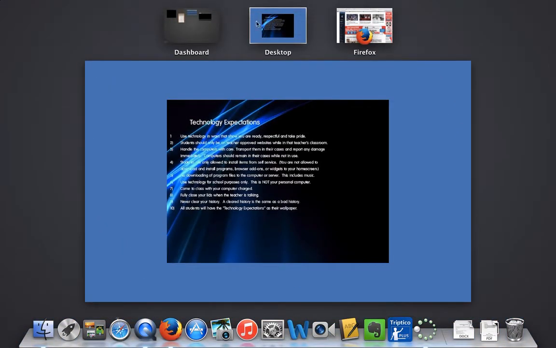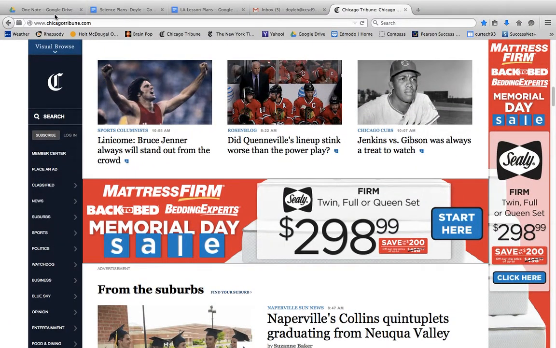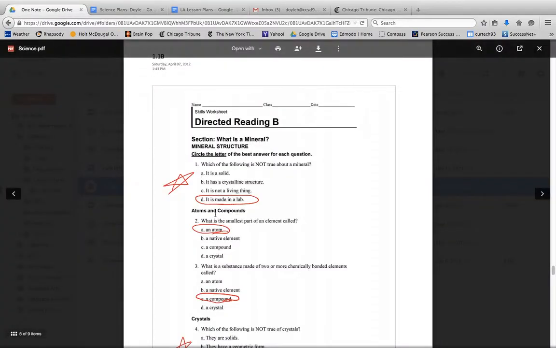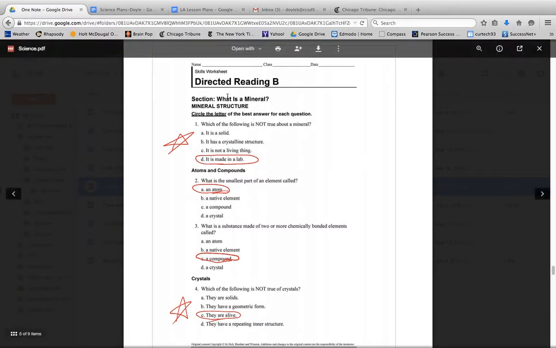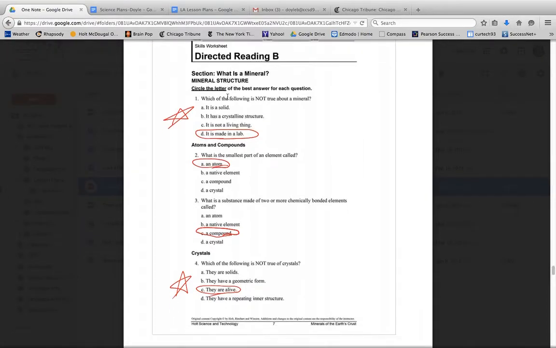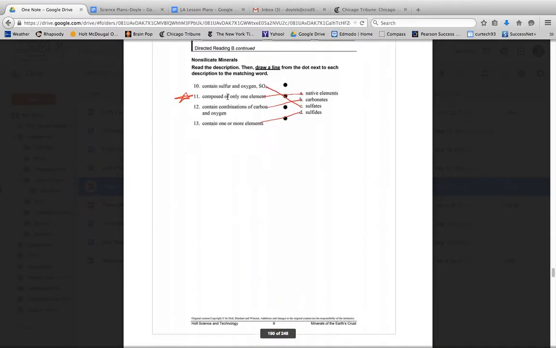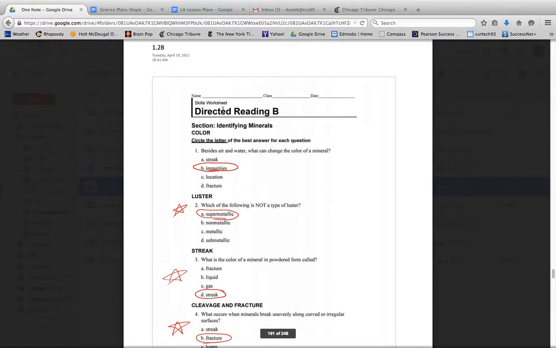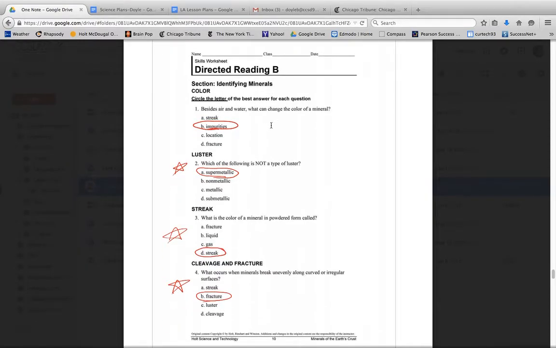Okay, now let's take a look at directed reading B for Chapter 1, Section 2. Let me see if I can find it here. All right, yes. Chapter 1, Section 2, directed reading B, called Identifying Minerals. So there are different ways that we identify minerals, and that's what this section is about.